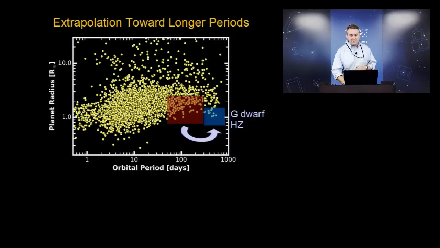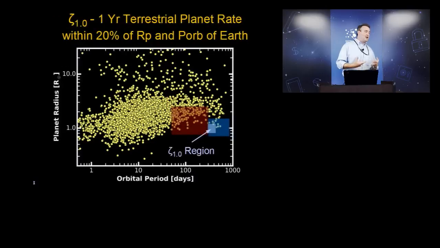So what I did was focus on a different quantity, which I call affectionately Zeta Earth 1.0, the 1-year terrestrial planet rate. We can measure periods very well, so that's why I focus on just 1-year orbital periods within 20% of Earth's orbital period and planet radius. What is the occurrence rate of such planets? This is a subset of the habitable zone, but it's a much better, well-defined quantity that we can calculate from our Kepler data. So it's not quite what we want, but it's more directly relatable to the observations.